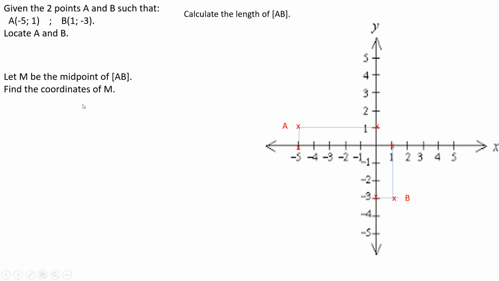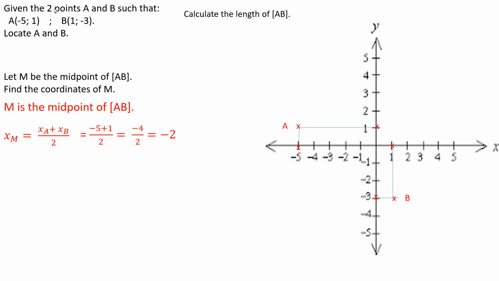We always start writing M is the midpoint of segment AB. So M has an abscissa and ordinate. XM equals, we write the rule, XA plus XB over 2. Now we replace XA by -5 and XB by 1. -5 plus 1 is -4 over 2. The answer is -2. So the abscissa of M is -2.